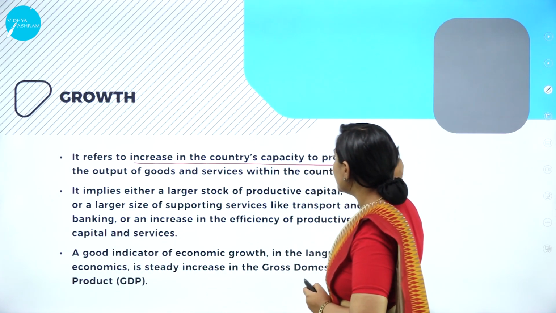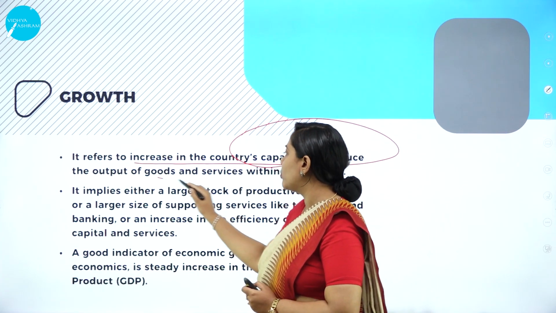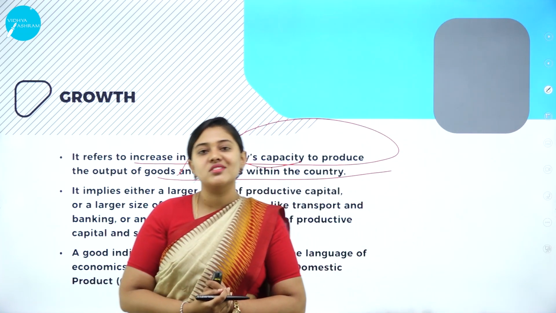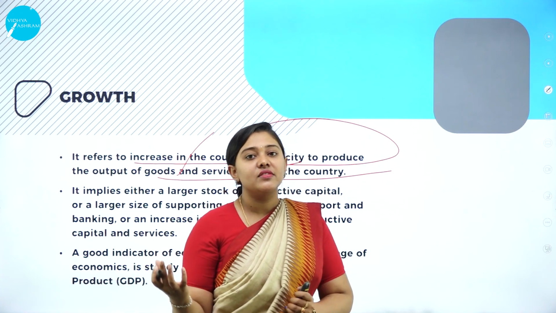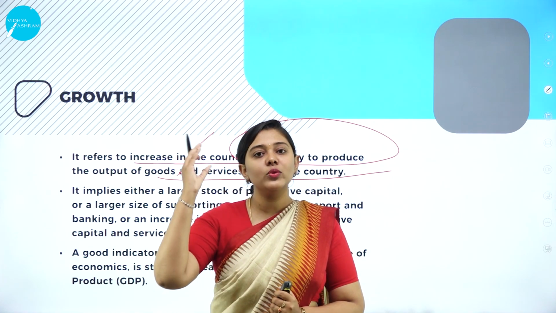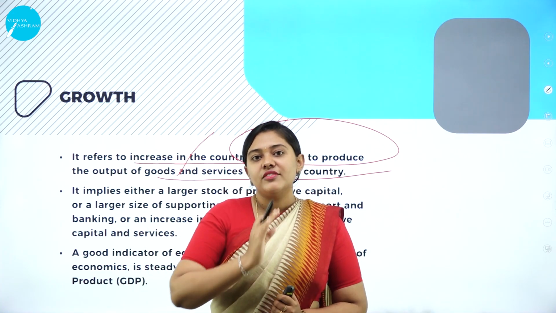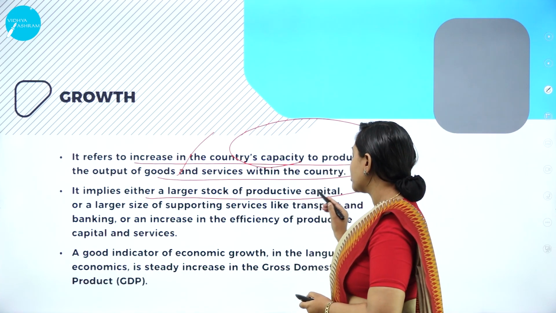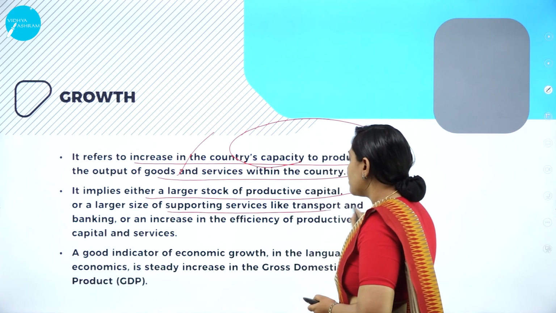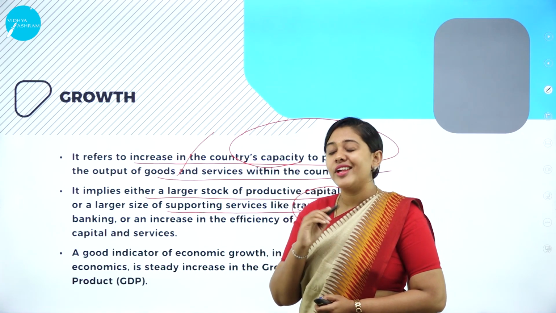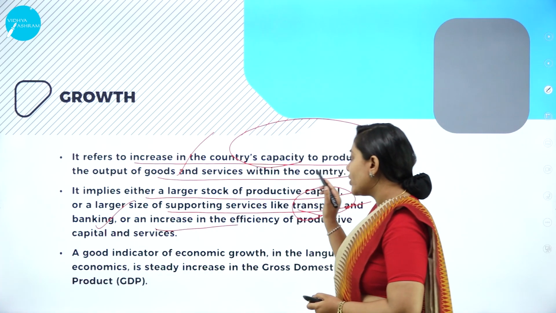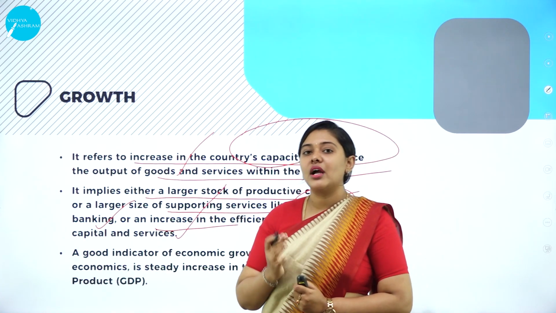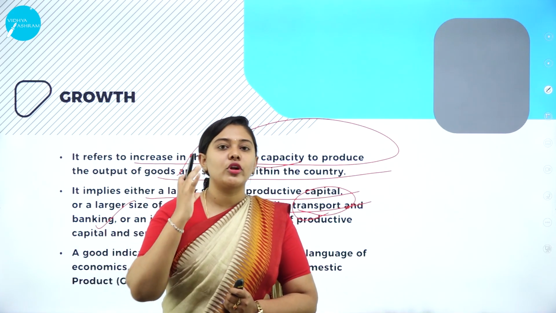It refers to an increase in the country's capacity to produce output of goods and services within the country. Goods, you know the difference between goods and services? Goods are tangible in nature, services are intangible in nature. Along with every product, there is a service attached with it. So it implies either a large stock of productive capital or a large size of supporting services. They wanted to increase in the fields of transportation, banking, insurance, and an increase in the efficiency of productive capital and goods. So they wanted growth in terms of capacity in the production of goods and services.